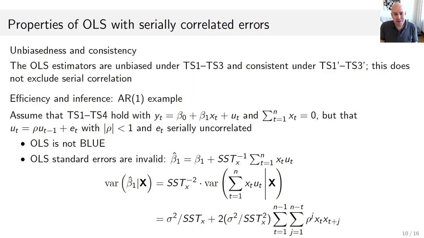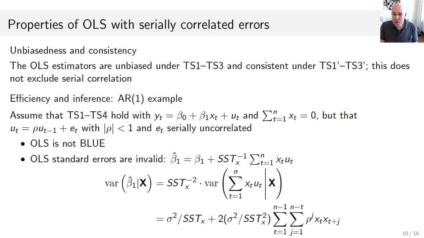Now, what I would like to do is to look at the variance of my estimator beta 1 hat, conditional on all the x's. Beta 1 is a constant, so this is going to drop out. So it's going to be the variance of that term here. And as before, I can pull out this total sum of squares for x inverse. I'm just going to square it to pull it out. It's going to move in front of the variance. So I'm going to have the variance of that term here, again conditional on x.